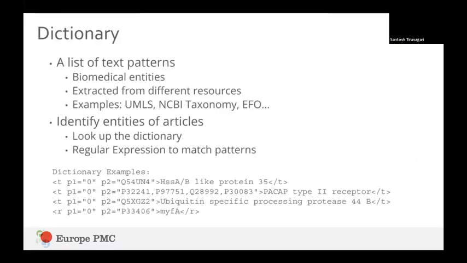Dictionaries are a list of patterns. For example, in this case, these are biomedical entities, extracted from several different resources. For diseases, we use UMLS here in Europe PMC, EFO and NCBI taxonomy, and we use SwissProt for gene protein annotations. We take the mentions of text from these resources, and then we pattern match using regular expressions and identify the entities in the articles. This is how we do dictionary-based pattern matching for identifying entities.